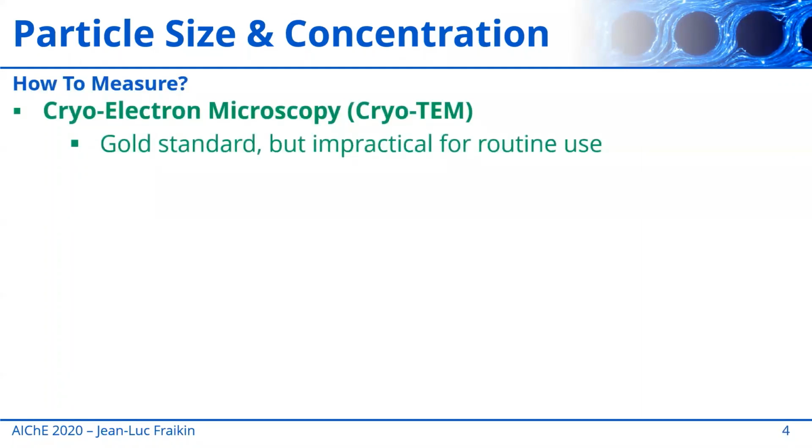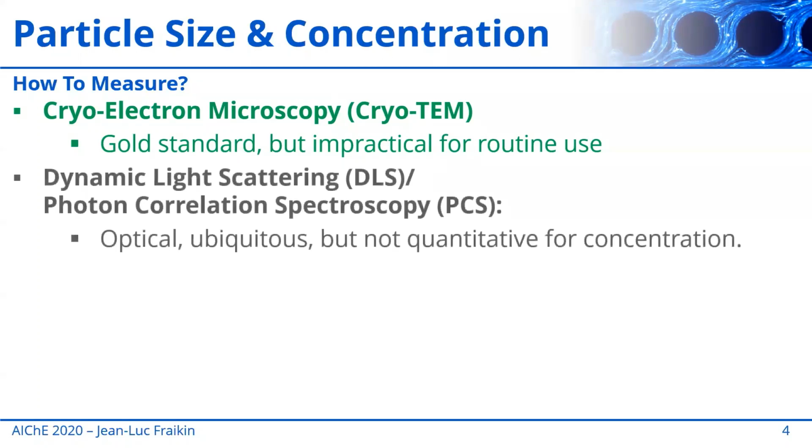So how are people measuring these parameters? Obviously, the gold standard is electron microscopy. This is a very powerful technique. You get to see the particles in the sample. But of course, it's hugely expensive and it's not really practical for routine use. So this is the gold standard. It's a useful reference material, but it's not practical for routine use.